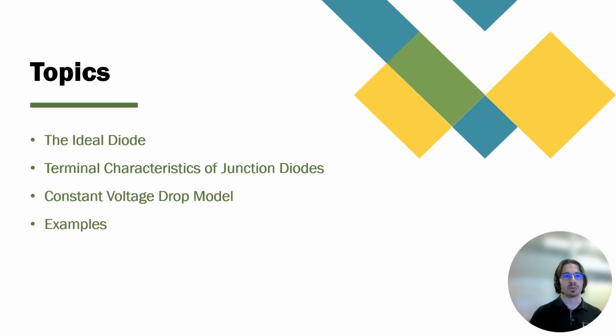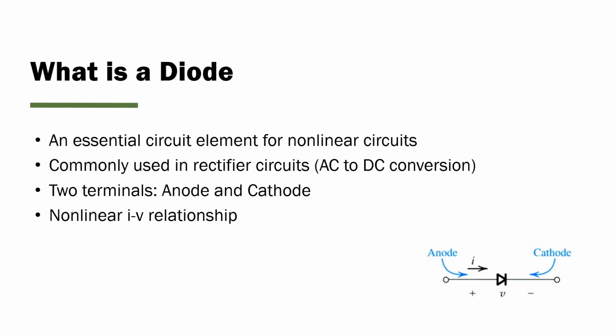In this video, we will cover the following topics: the ideal diode, terminal characteristics of junction diodes, constant voltage drop model, and throughout the video we'll do some examples. I'll include timestamps to each of these topics in the description. So let's get started. So what is a diode?